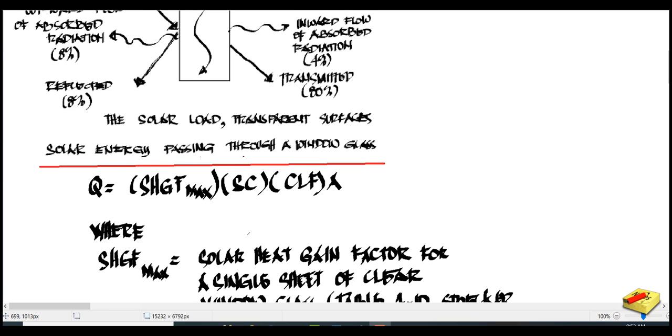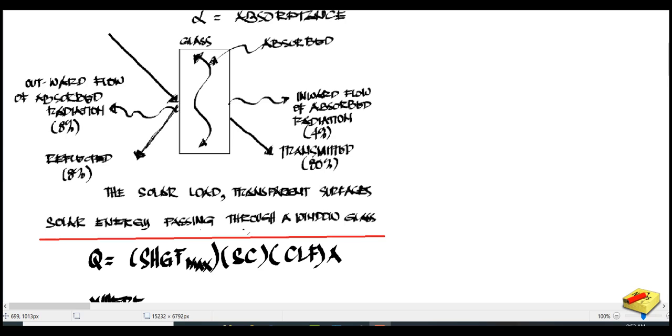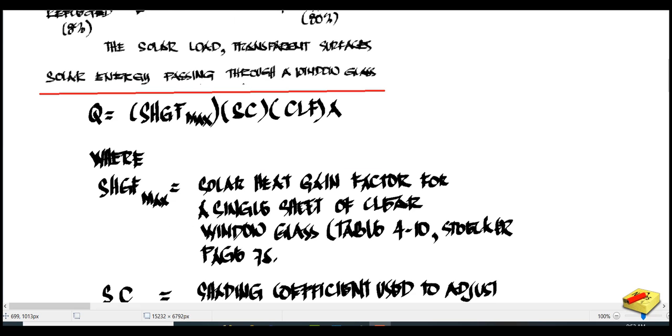For the solar energy passing through a window, we have your equation, which is Q times the maximum solar heat gain factor for a single sheet of clear glass. The value can be obtained from the Stoker table for the standard, that will be page 25.